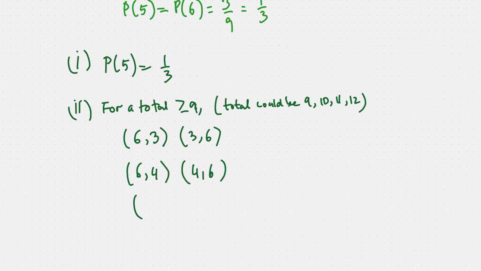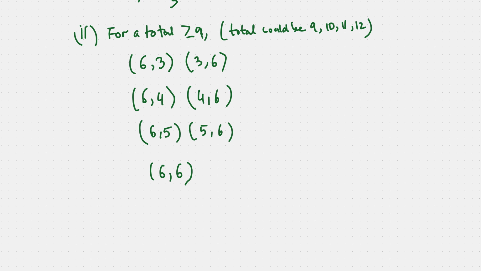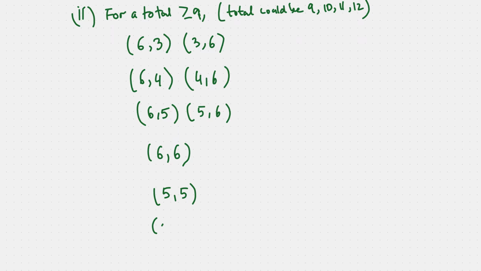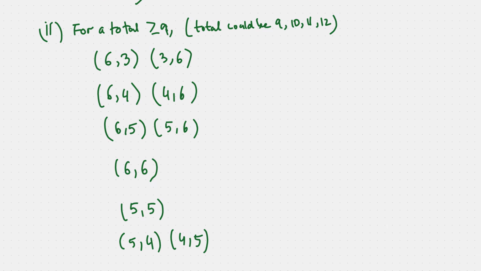So it could be 6 and 5, or it could be 5 and 6. And then it could be 6 and 6, which is 12. Then we could also have 5 and 5, or we could have 5 and 4, or 4 and 5. And these are the only options, I think.